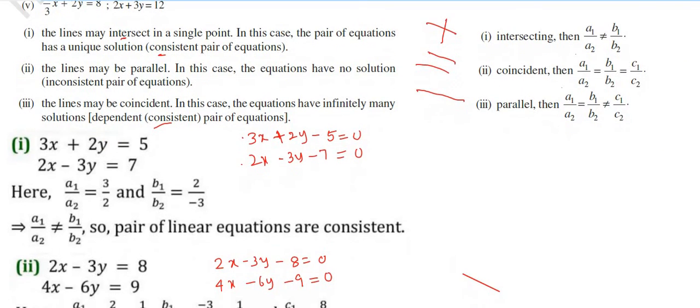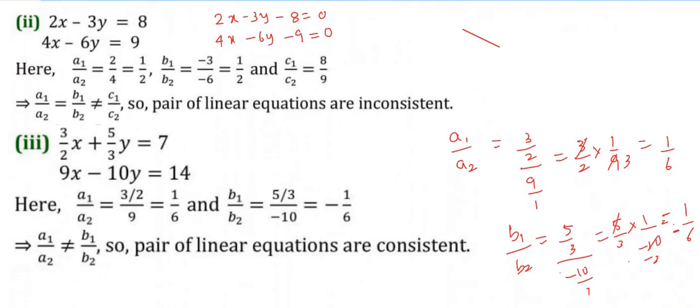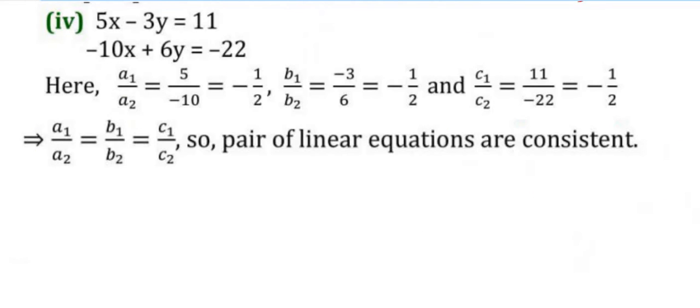Okay, so next problem. Here 5x minus 3y is equal to 11 and minus 10x plus 6y is equal to minus 22. So here a1 by a2 is equal to 5 by minus 10, that is minus 1 by 2, and b1 by b2 is equal to minus 3 by 6, which is equal to minus 1 by 2. So c1 by c2 is equal to 11 by minus 22, which is equal to minus 1 by 2. So a1 by a2 is equal to b1 by b2 is equal to c1 by c2. So the pair of linear equations is consistent.